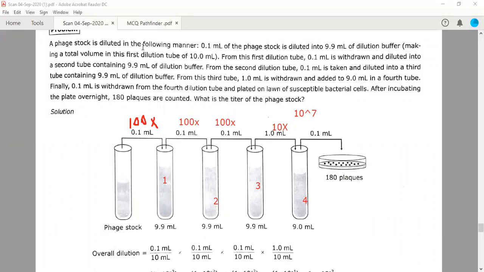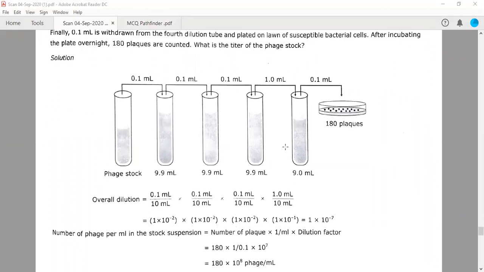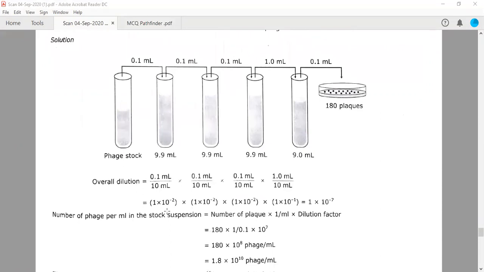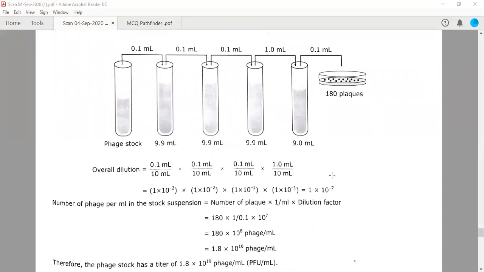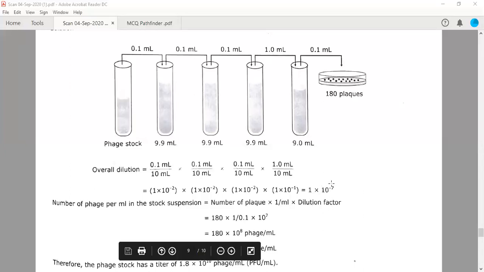So, erasing everything. Here you can see it is showing the dilution, not the dilution factor. So 10 to the power minus 2 here, then again 10 to the power minus 2, 10 to the power minus 2, 10 to the power minus 1. Overall, he was able to get 10 to the power minus 7. And if you convert this dilution into dilution factor, the power will change, meaning it will become positive. So 180, you need to multiply with 10 to the power plus 7.